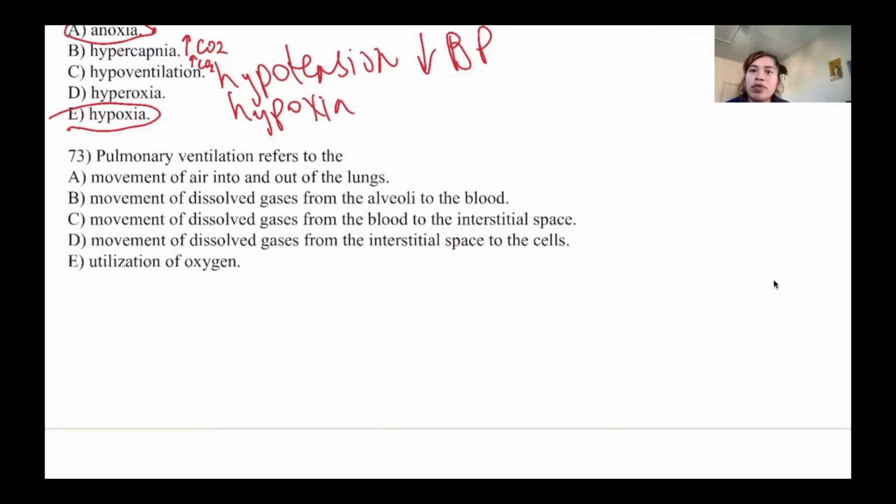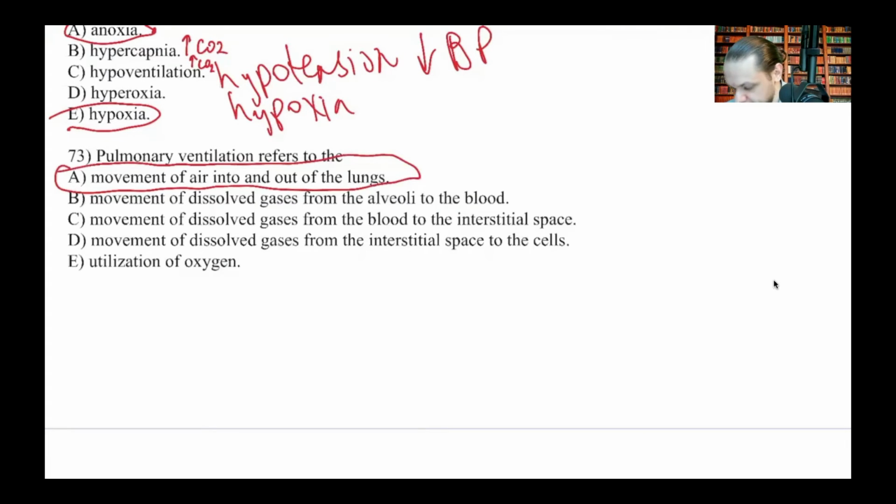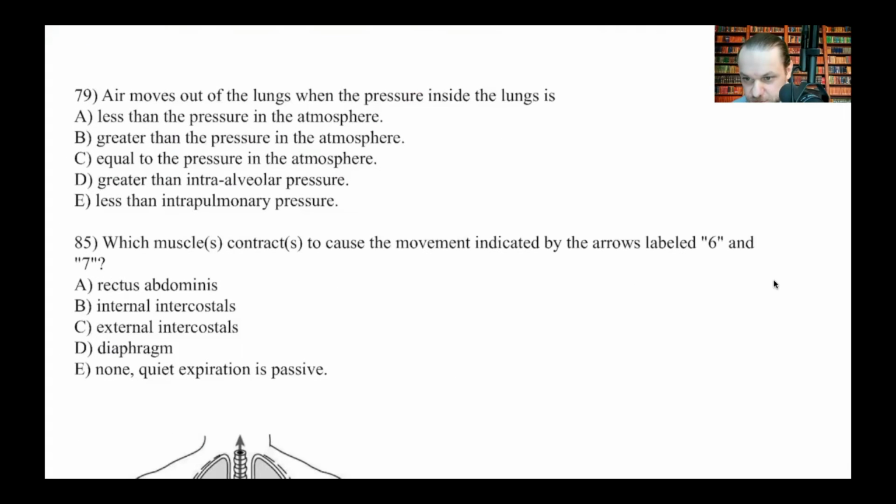Pulmonary ventilation refers to A, the movement of air in and out of the lungs. That is correct. I think that's a fairly straightforward question. 79. Let's do Priscilla. Air moves out of the lungs when the pressure inside the lungs is B, greater than the pressure in the atmosphere. Correct, right? Always moves from high to low pressure. So always from high to low.